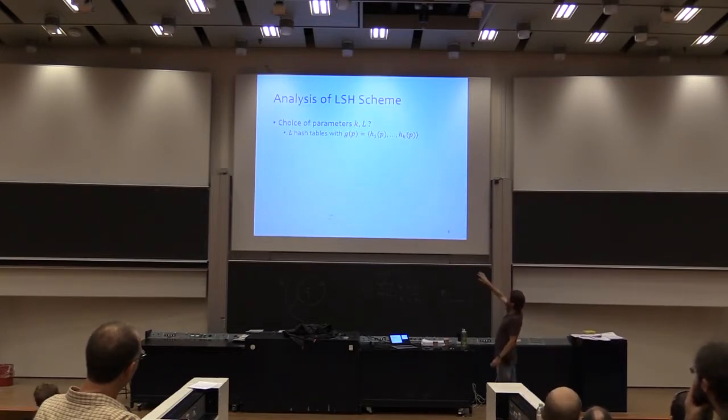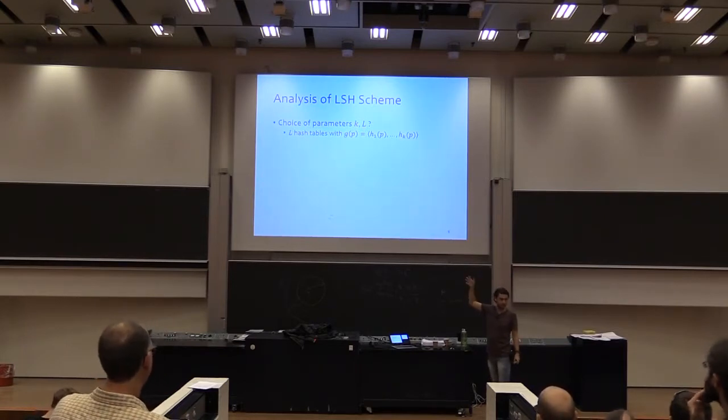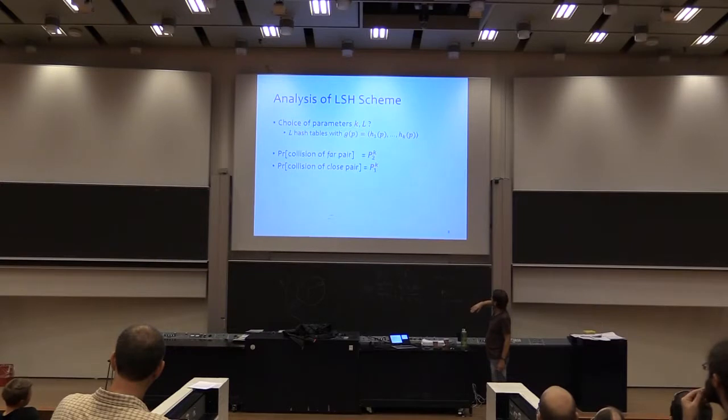So again, how did we choose this n to the power rho, and how does this rho show up in the picture? This is what we're trying to do now. We have these parameters K, and we have to choose them somehow. We have these L hash tables with these functions.